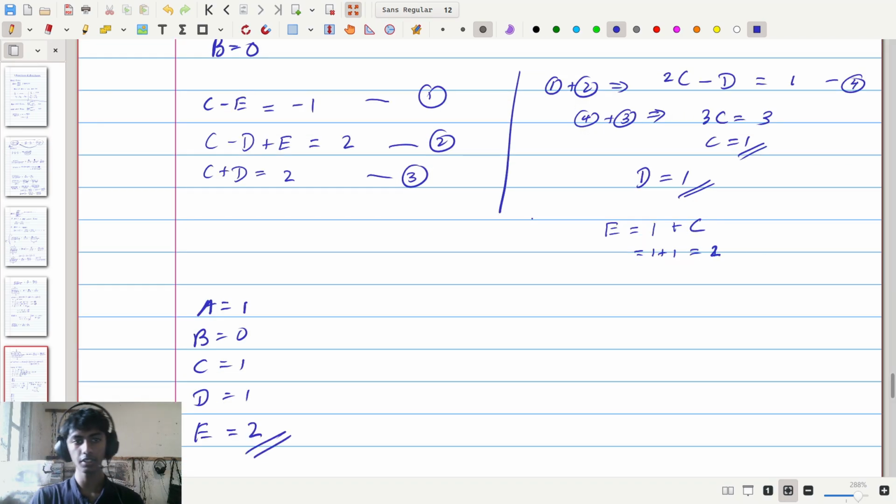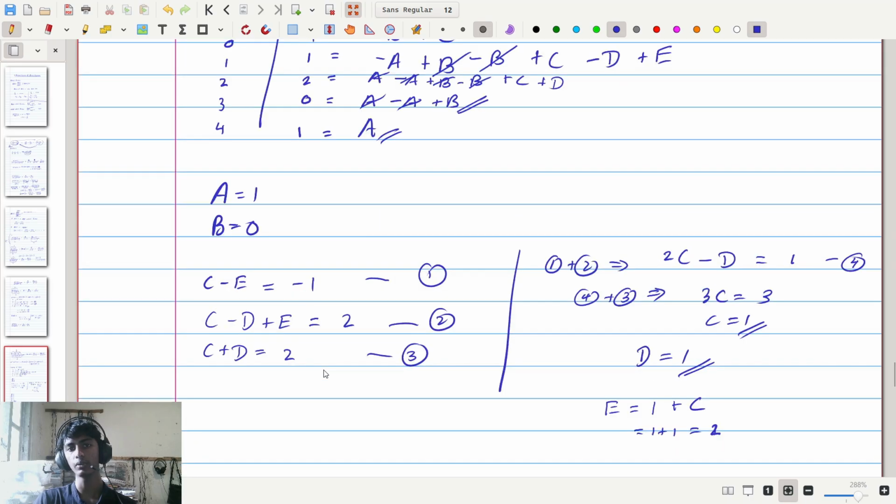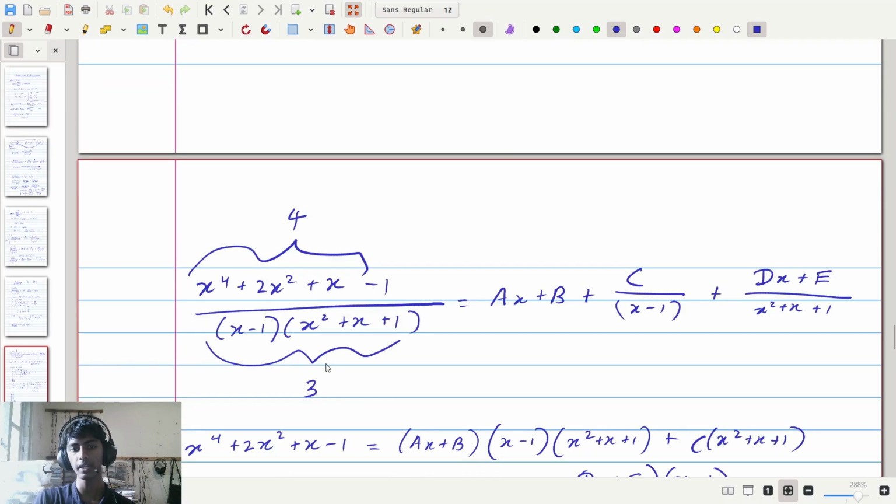Alright, so there we go. These are the 5 constants that we have here. We have a equal to 1, b equal to 0, c equal to 1, d equal to 1 and e equal to 2. So then substituting that into up here, we could write out what this set of fractions is.